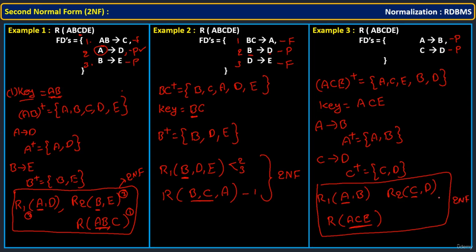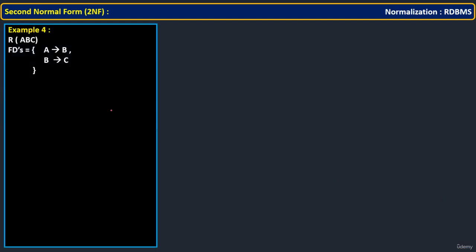Okay, now let us take one more. So this one, you see, is somewhat different from the others actually. So find out the key first of all. To find the key, first of all, which attribute is not there in the RHS part? A is not there. So find the A closure. Okay, so A closure, A derives B, B derives C. So the key is what actually? So the key is A.